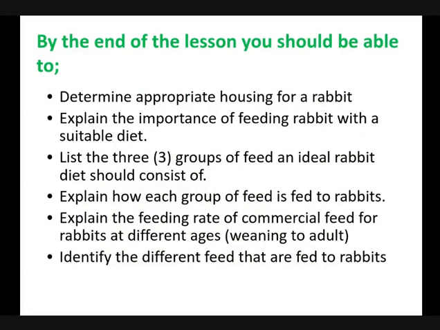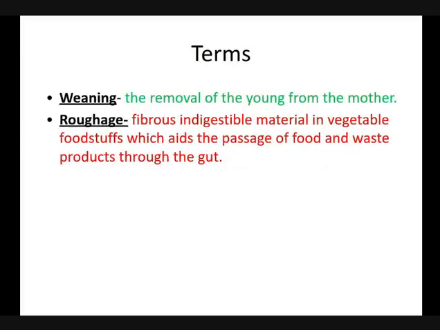By the end of the lesson, you should be able to determine the appropriate housing for a rabbit, explain the importance of feeding rabbit with a suitable diet, list the three groups of feed an ideal rabbit diet should consist of, explain how each group of feed is fed to rabbits. Explain the feeding rate of commercial feed for rabbits at different ages, from weaning to adult, and identify different feeds that are fed to rabbits.